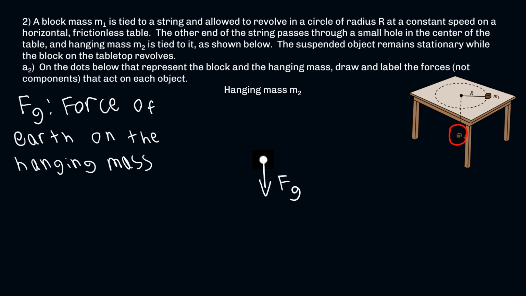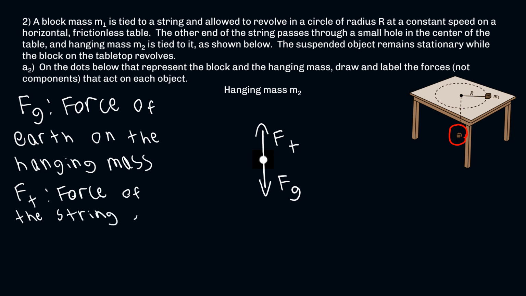All right, so then all other forces have to be contact forces. So what's in contact with this mass? The only thing that's in contact with it is a string that is going to be going straight upwards. So I have here Ft, that is straight upwards, and Ft is going to be the force of the string on the hanging mass.